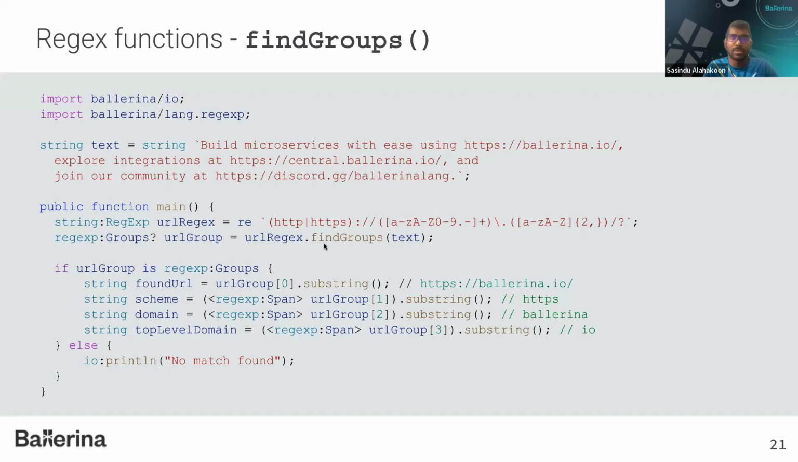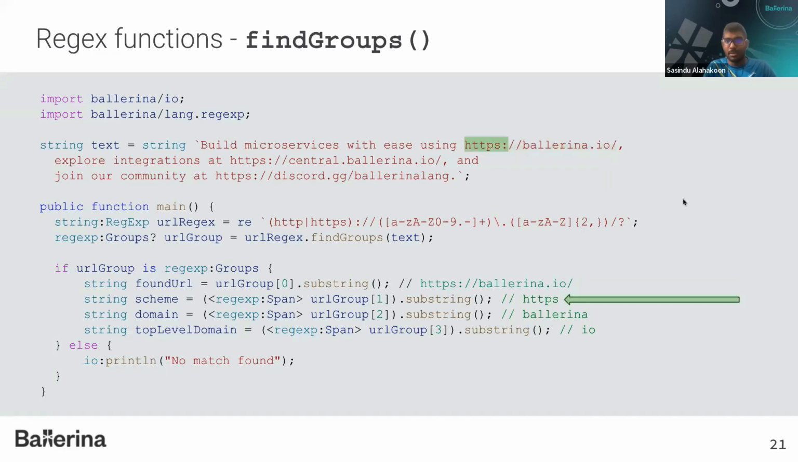We call the find groups function for the regex using the string text as the argument like this. The function returns nil if there is no match found, otherwise it returns a groups object. The first span member in the groups type represents the complete matched URL. In this case, it is the ballerina.io URL.